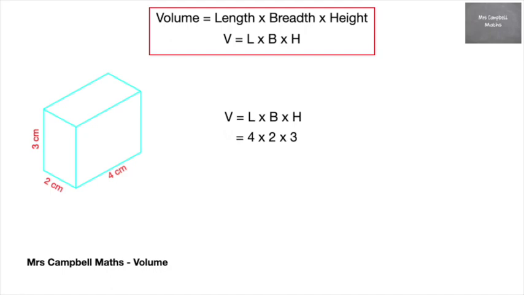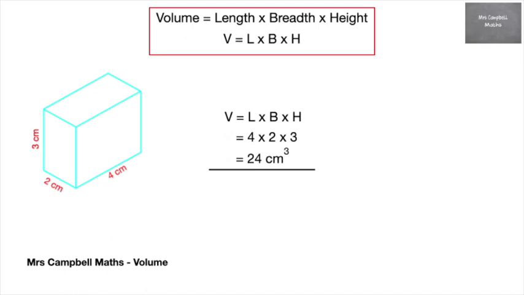The length was 4, the breadth was 2 and the height was 3. So your second line will be equals 4 times 2 times 3. Now 4 times 2 is 8, times 3 is 24, so equals 24 cubic centimetres. So the formula confirms what we know, the volume is 24 cubic centimetres.